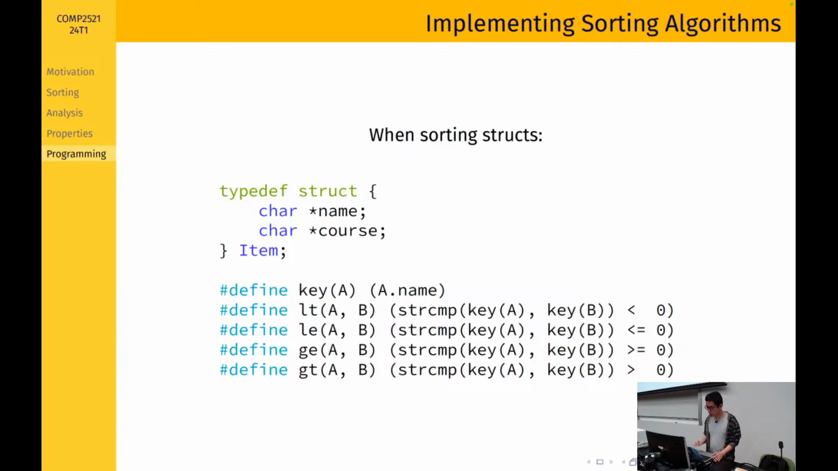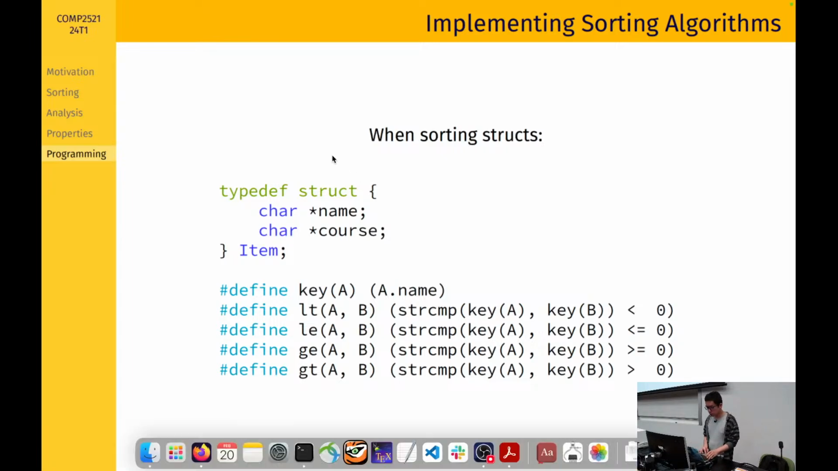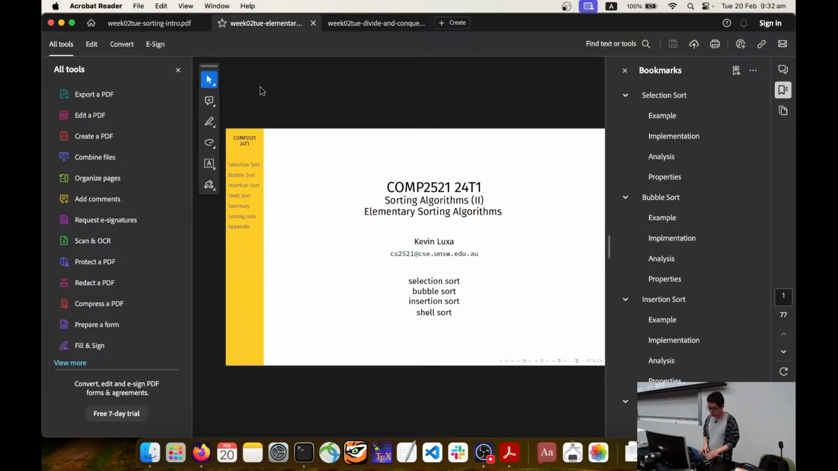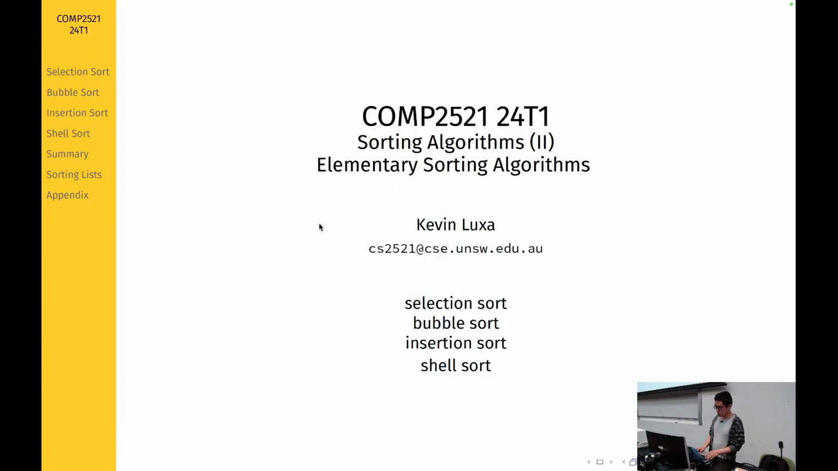So yeah, that is the introduction to sorting. So now we're going to head over and look at some basic sorting algorithms. The first few sorting algorithms that we want to talk about are the basic sorting algorithms. So these are selection sort, bubble sort, insertion sort, and shell sort.